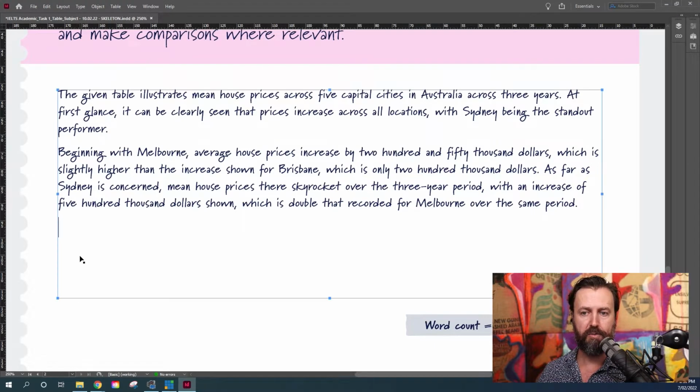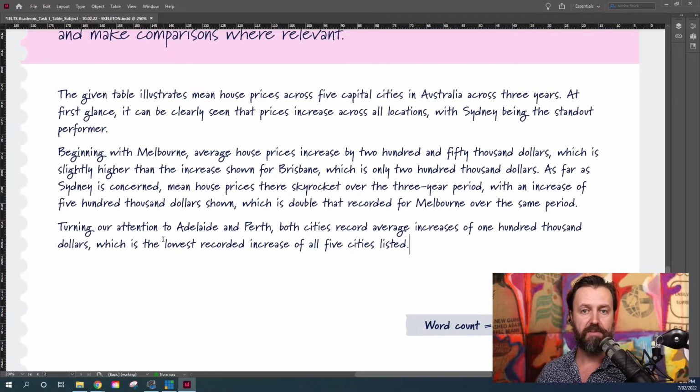Next paragraph and final paragraph. Turning our attention, this is when we shift our attention again, so turning our attention to Adelaide and Perth. And you can see how we have grouped them here.